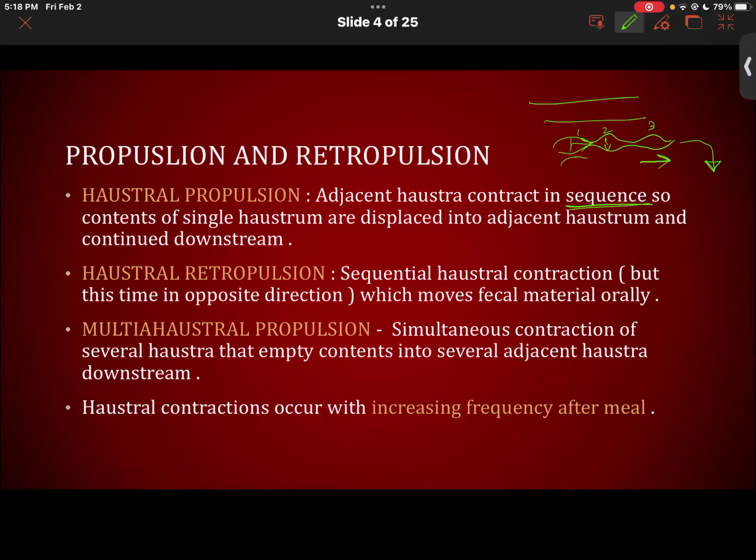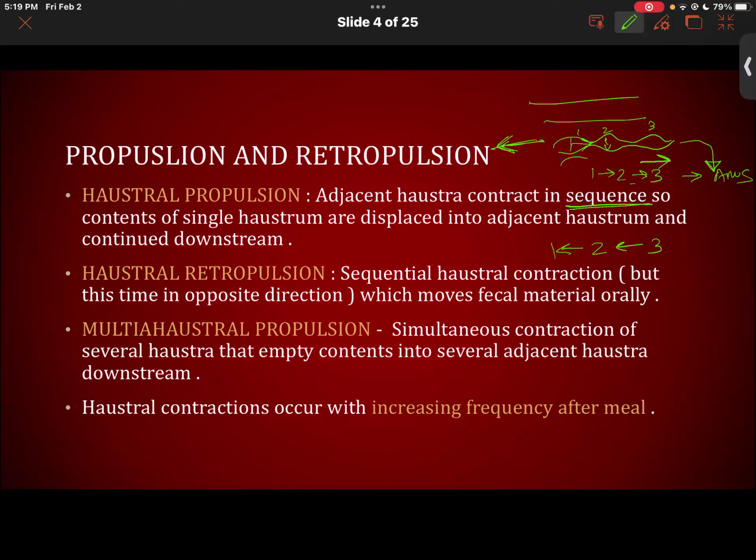Haustral retropulsion is the same thing, but in the opposite direction. So in propulsion, we're going from 1 to 2 to 3, eventually to reach the anus. But in retropulsion, we're going from 3 to 2 to 1. So we're going in the other direction. It's still sequential, but the sequence is in the opposite order than in haustral propulsion. So this moves the fecal material orally. So it doesn't move it towards the anus, like propulsion did. It moves it towards the oral cavity. Not obviously all the way to the oral cavity, but that just means in general in this direction. Okay? Retropulsion means moving it backwards.